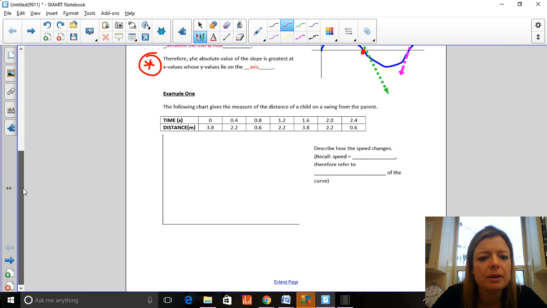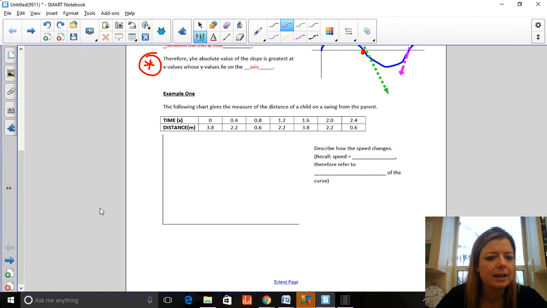Okay. The following chart gives the measure of the distance of a child on a swing from the parent. So if we graph this, we'll notice that our period is 1.6 because it goes from a distance of 3.8 meters away, closer to the parent, further away, and then a maximum distance again of 3.8. So if you go up by 0.5, 1, 2, 3, and then 4. Okay, and then you'll notice that the period is 1.6 seconds long.